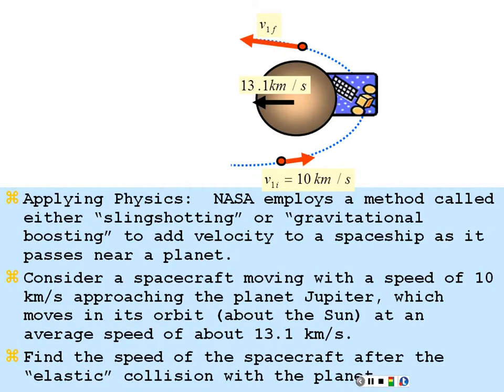Gravity is a conservative force. This kind of collision, where the spacecraft swings around the planet and gets that gravitational boost, is more or less an elastic collision. So if we had a spacecraft coming into Jupiter, looking like it's moving in the positive x direction here with a 10 kilometer per second speed, and Jupiter is moving to the left, or as you're looking at it, to your left, I guess, at 13.1 kilometers per second, we'll have an elastic collision between the two.